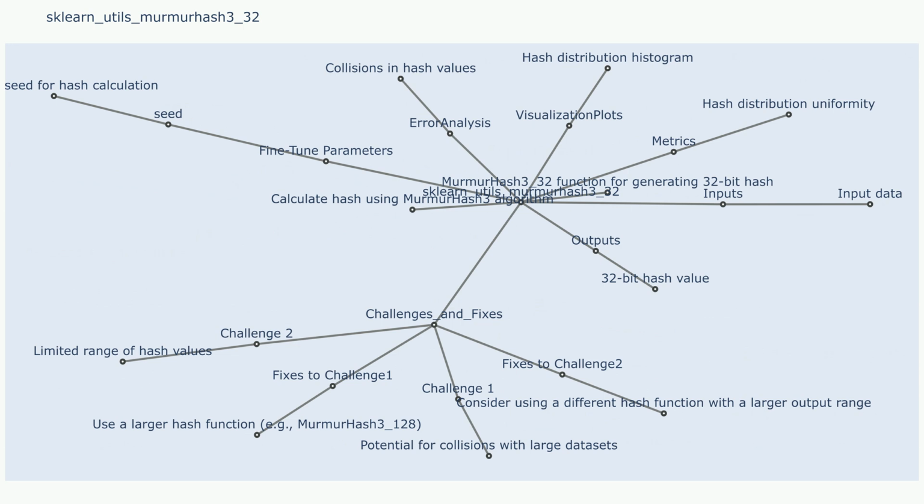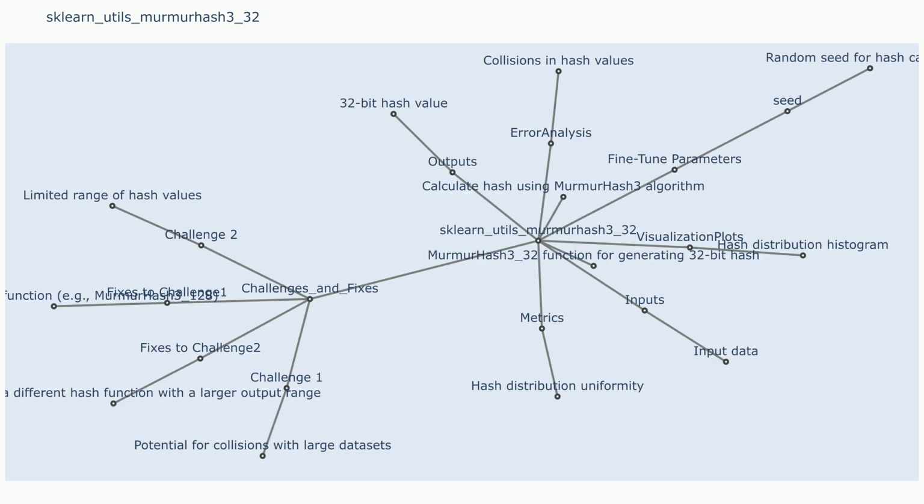Seed: an integer value used as an initial seed for the hash function. It helps to improve the randomness of the hash values. Outputs. Hash value: a 32-bit integer representing the hash value of the input key.